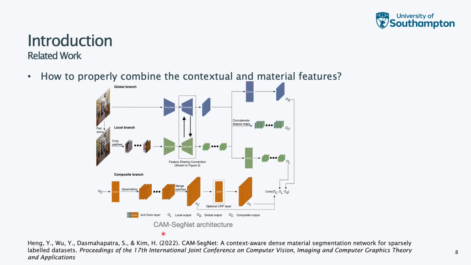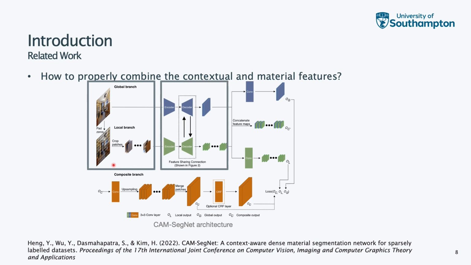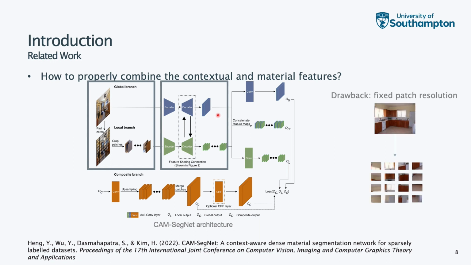An example is the context-aware material segmentation network, or CAM-SegNet. It has two input branches to process both contextual and material features. During training, the contextual and material features are shared between the global and the local branch respectively. Although this network architecture can achieve a good performance, the patch resolution is fixed, which does not consider the area that the material region can cover.